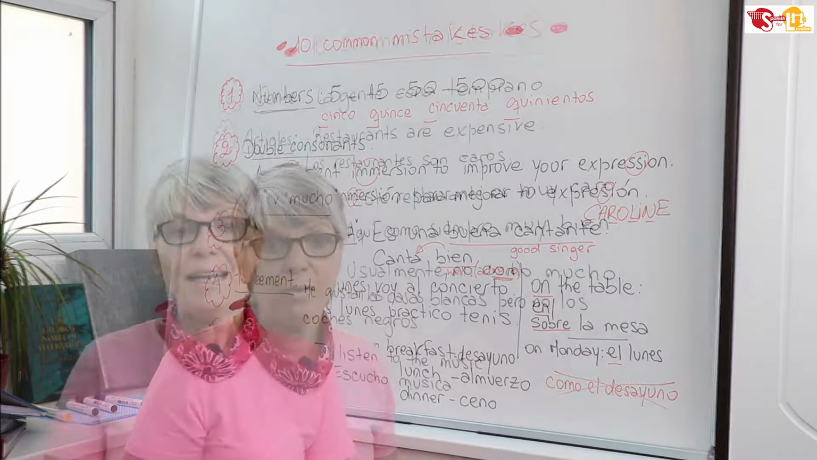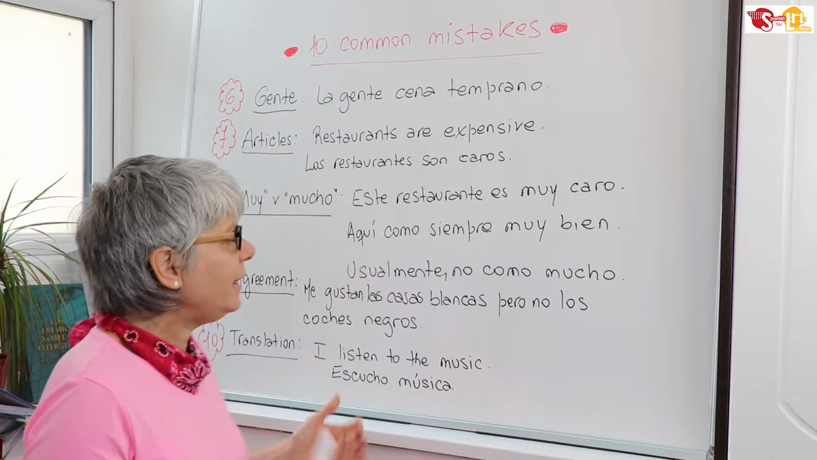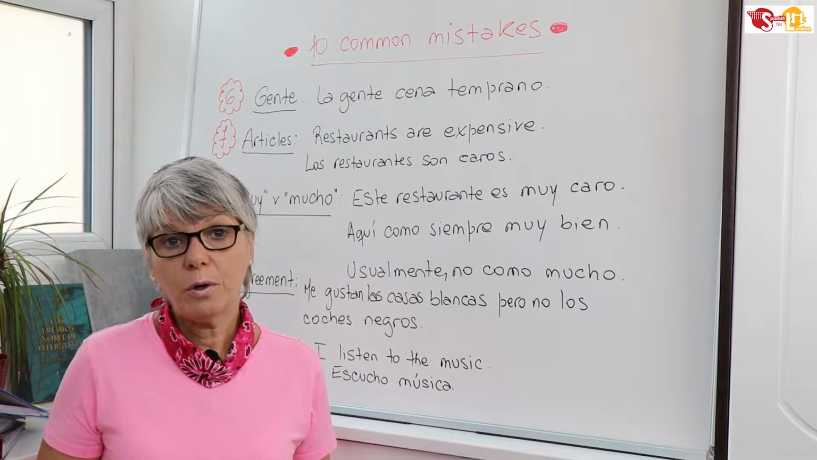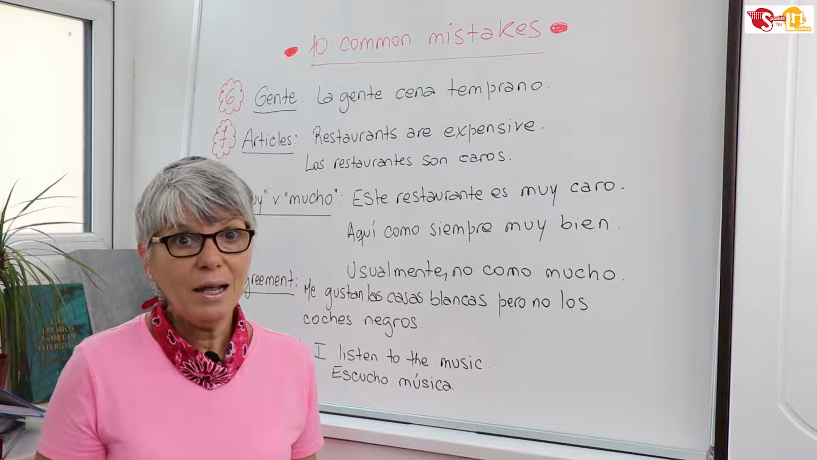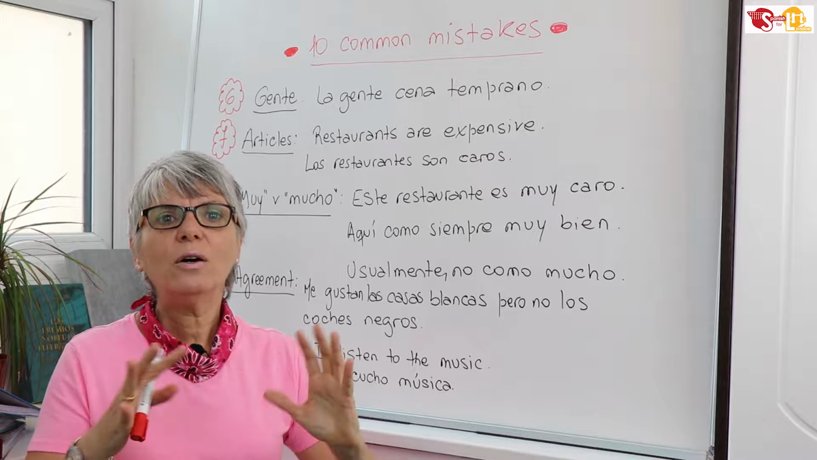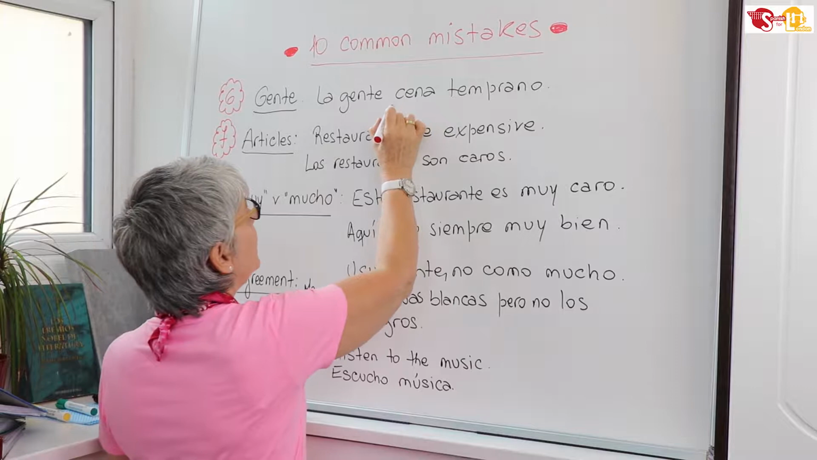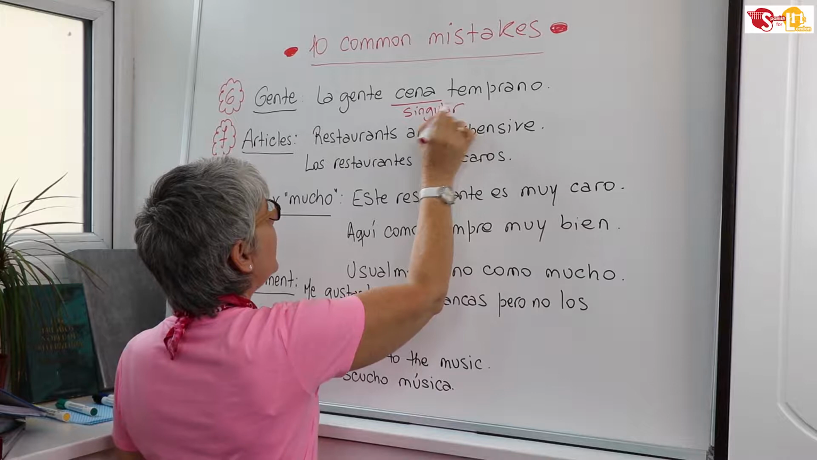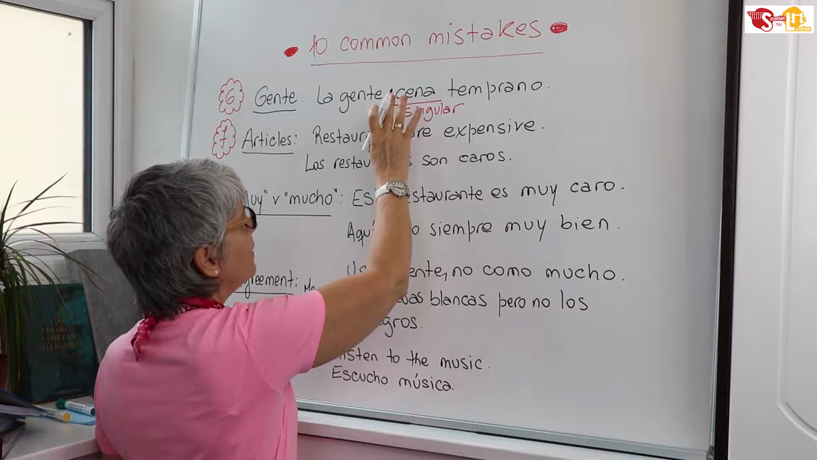Number six, the word gente, people. In English, when we use the word people, we put the verb in the plural form because we consider that we are talking about a group, so it's a plural word. But in Spanish, the word gente is considered as a whole, it's a collective noun. So when we use this word, the verb goes in the singular form. So to say, people have dinner early, we say la gente cena temprano.